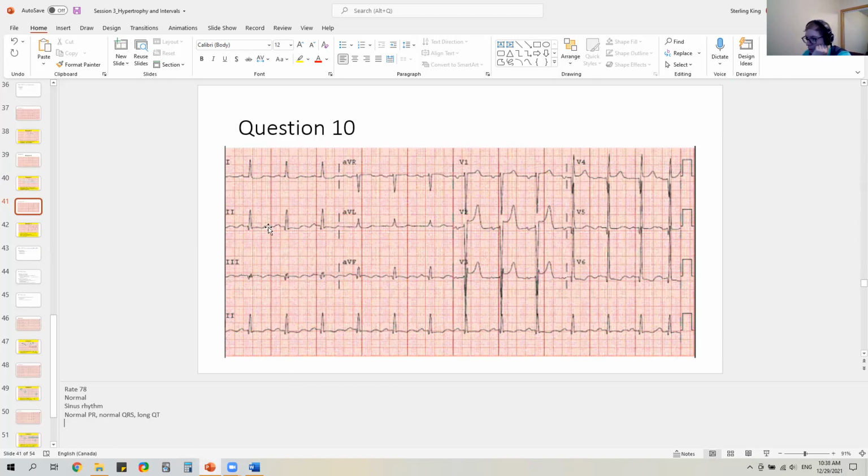Right rhythm, axis. So hypertrophy. We're going to start with the right atrial enlargement. And maybe something looks different here, but it's inverted over here in V1. So I'm thinking left atrial enlargement.